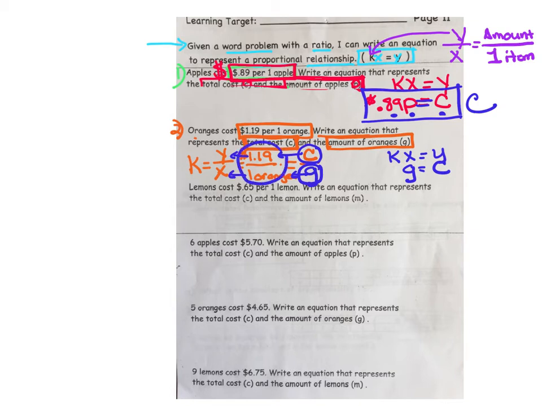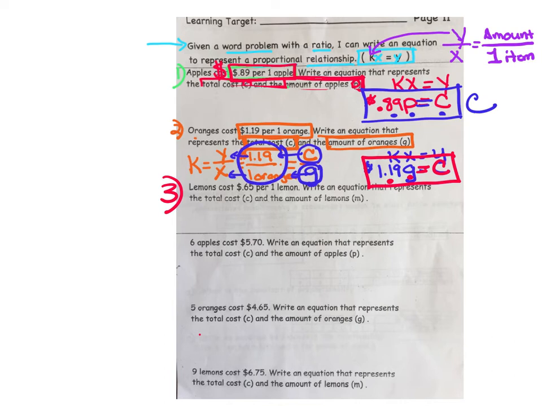And as far as our unit rate is concerned, it's given: $1.19. So this reads $1.19 times every orange G equals C, the total cost. This is our equation. Now try number 3 on your own. Pause the video and write the equation by yourself. See if you can get the variables in the correct spot. When you're ready to check your equation, turn on the video and complete your work.